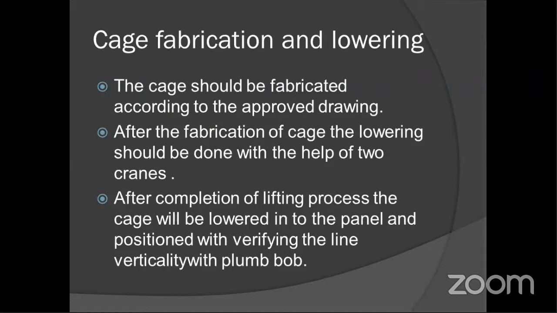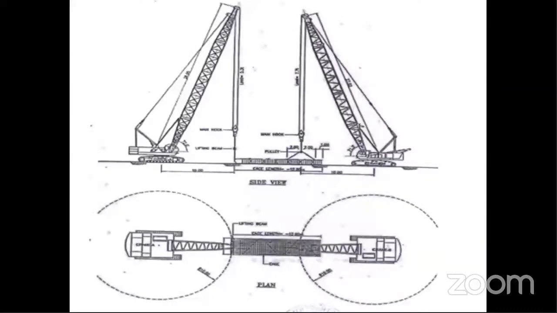The cage lowering should be done properly so that the reinforcement does not get damaged, because once it is damaged, it will be difficult to take it out or redo it. If the excavation time increases, the chances of collapse will also increase. I will show you in the picture, we are going to use two cranes for the lifting of this.